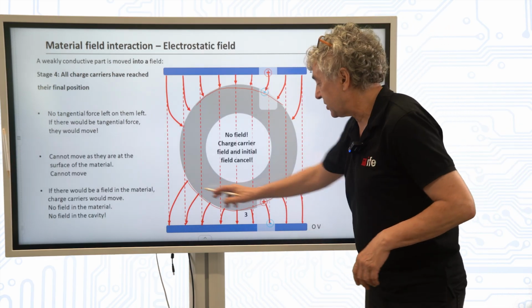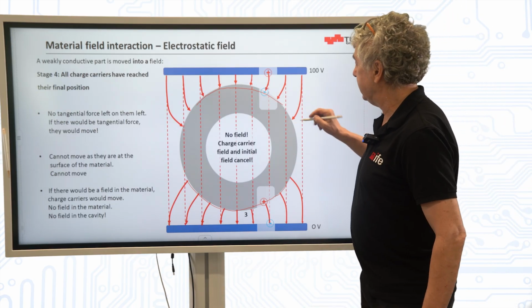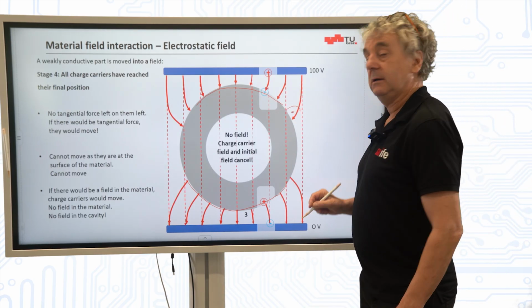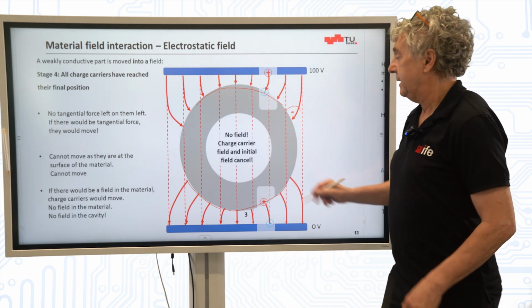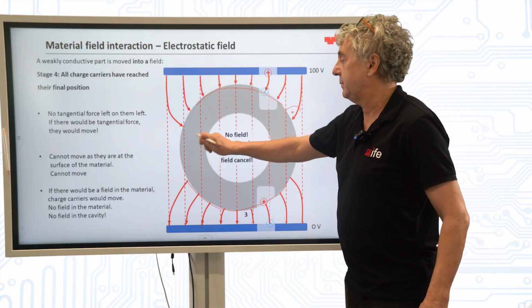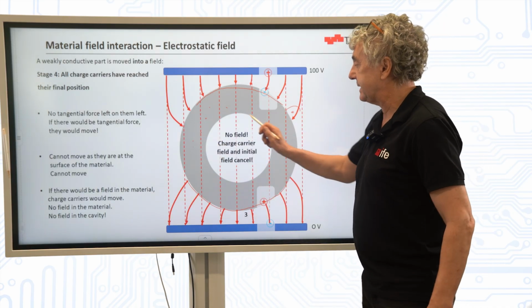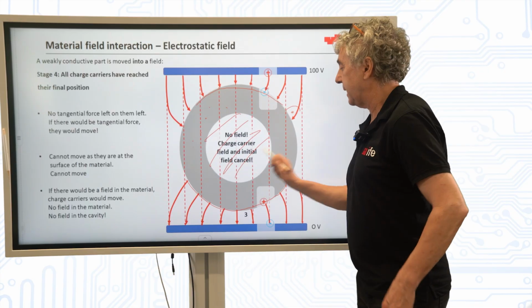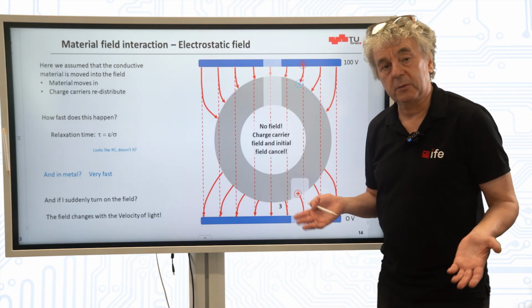So the field from the charge carriers and the fields from the external sum up so that the field lines are perpendicular. So there cannot be a tangential force, otherwise the charge carriers move. There cannot be any field inside because the charge carriers would move. And the consequence, if there's no field inside, the whole inner volume is 100% shielded. This was an example for very low frequencies.